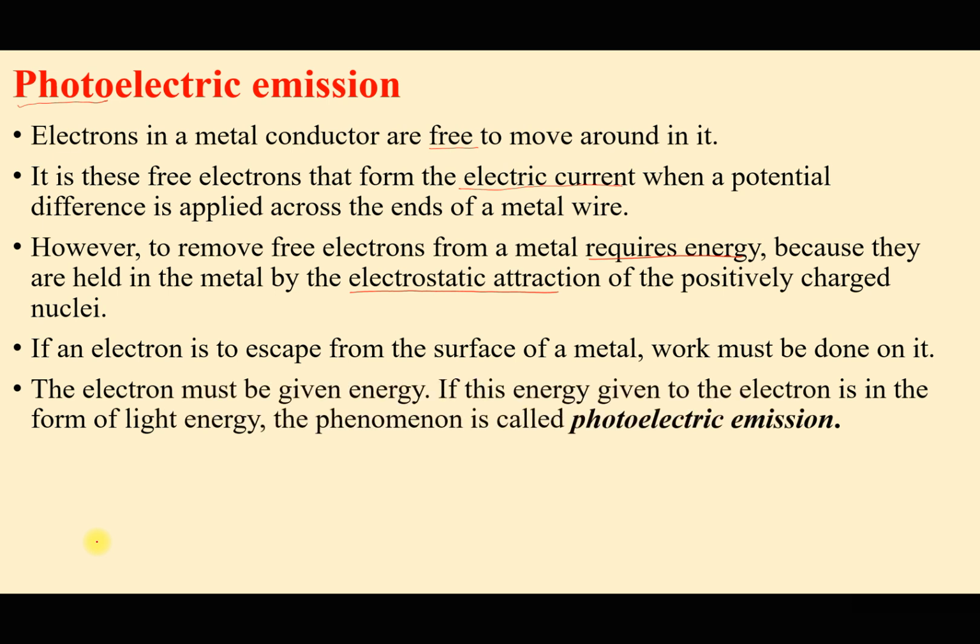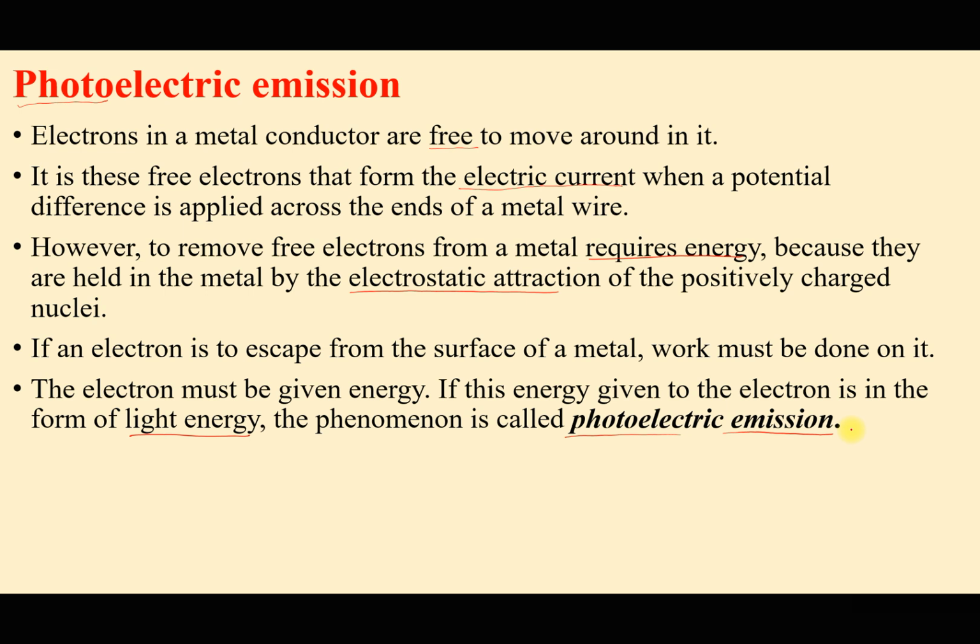The electron must be given some energy, and if we give the electron energy by illuminating the metal conductor with light, or if this energy given to the electron is in the form of light energy, then the phenomenon is going to be called the photoelectric emission. So for electrons to be completely released from the metal conductor would require energy, because work must be done against the electrostatic force of attraction between these electrons and the positively charged nuclei within the conductor.